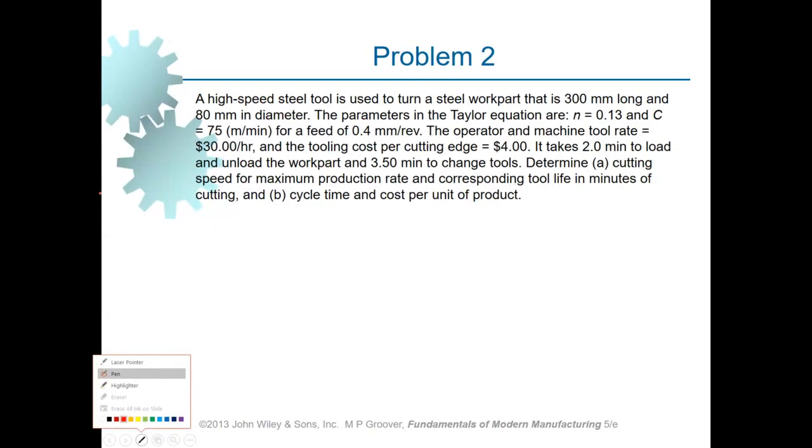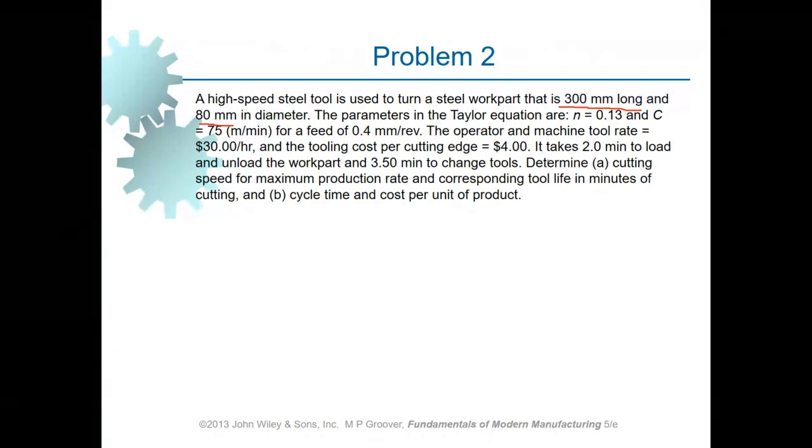A high-speed steel tool is used for turning of a steel work part. The dimensions of the workpiece are given: the length is 300 mm and the diameter is 80. So the dimensions of the cylindrical workpiece are given. Parameters of the Taylor tool life equation are also given. N and C are given.